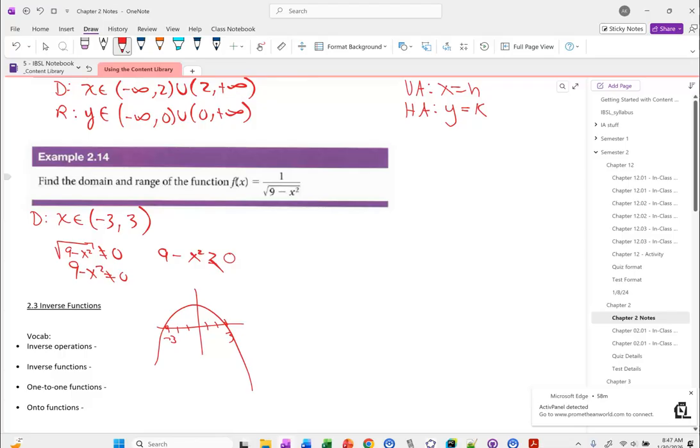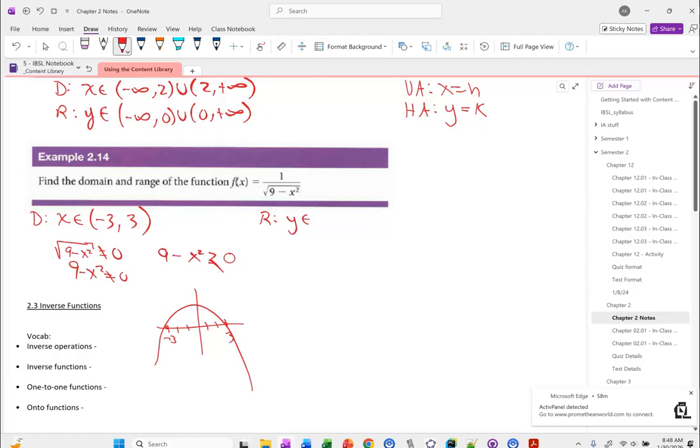Everybody good on how I did that? Again, if you couldn't do this by hand, what could you still do? Type that into your calculator and look at the graph, right? You don't need to be able to graph it from just looking at it. You have a calculator. You can use the calculator to look at the graph. That's fine. Is everybody so far so good? Okay. Let's do the range then.